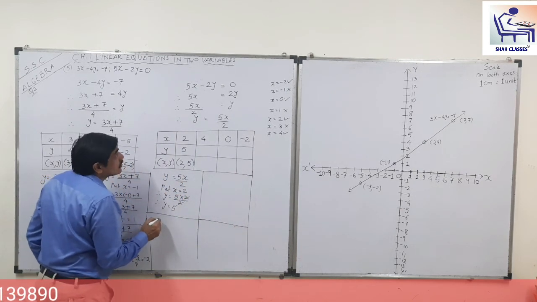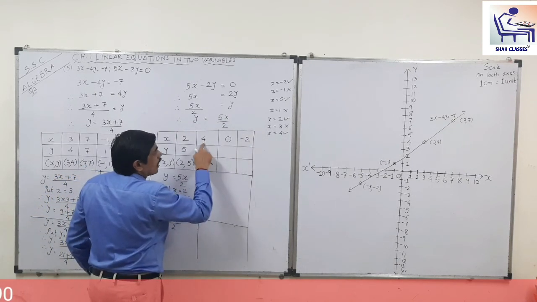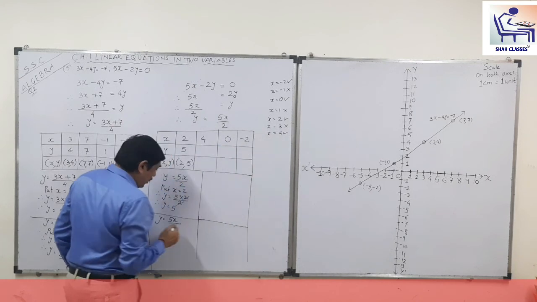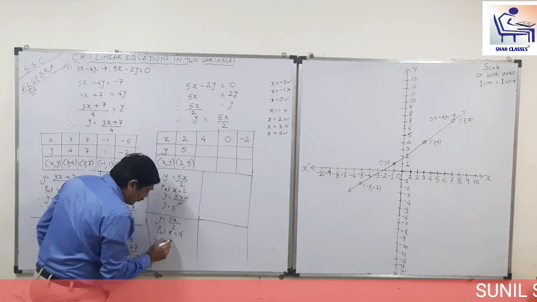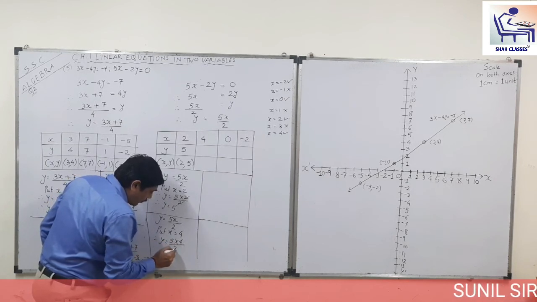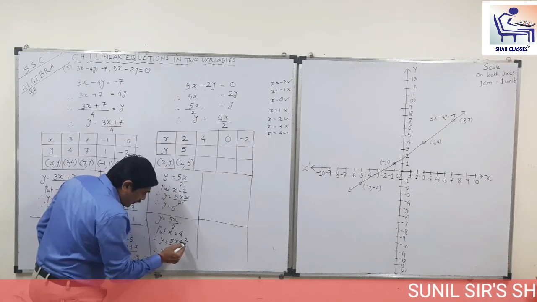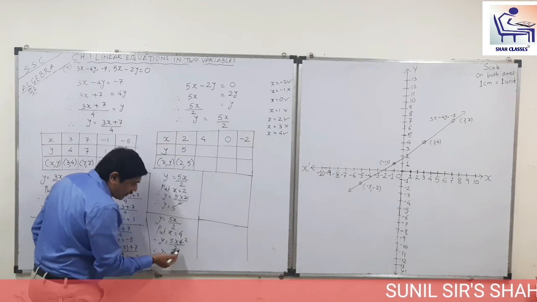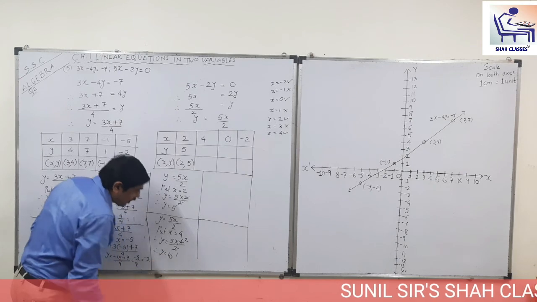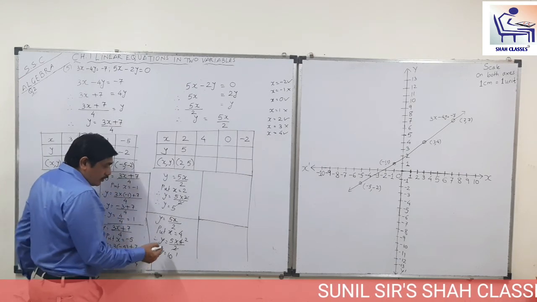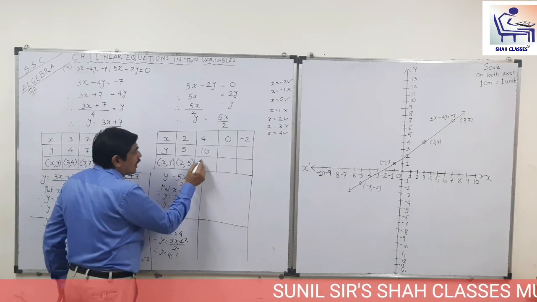Go for the next. y is equal to 5x upon 2. Take the value which we have decided. So put x is equal to 4. y is equal to 5 into 4 upon 2. 5 4s are 20. So 2 1s are 2, and 2 2s are 4. Then 5 2s are 10. Here we got this value. So what is the value? When you take x as 4, your value of y is 10.